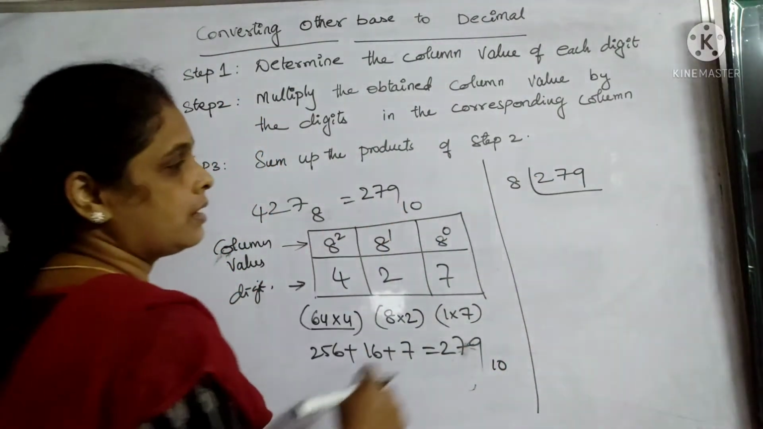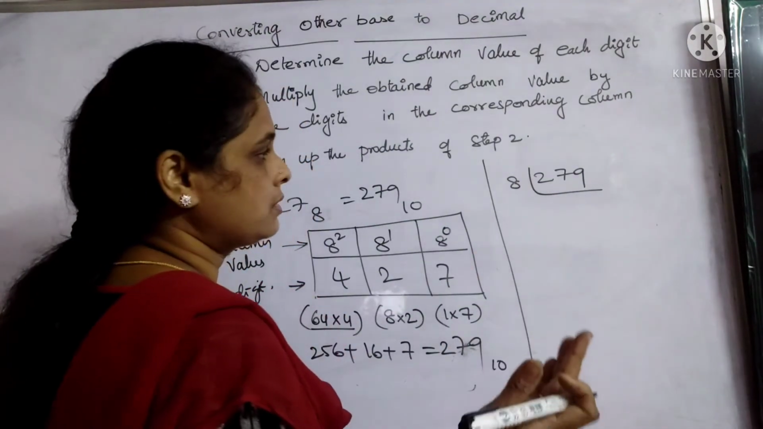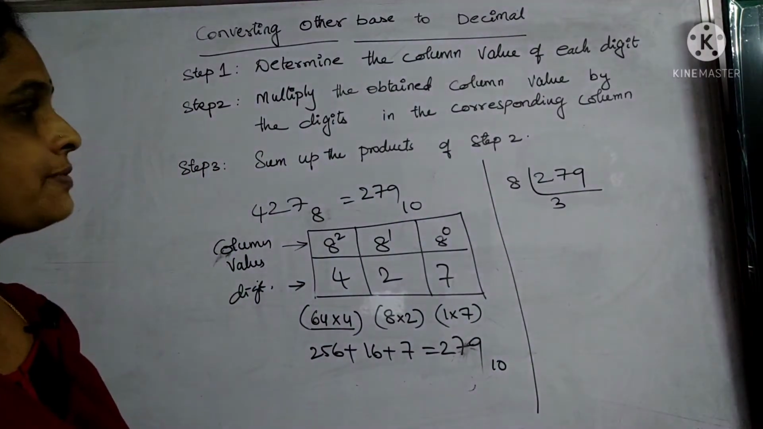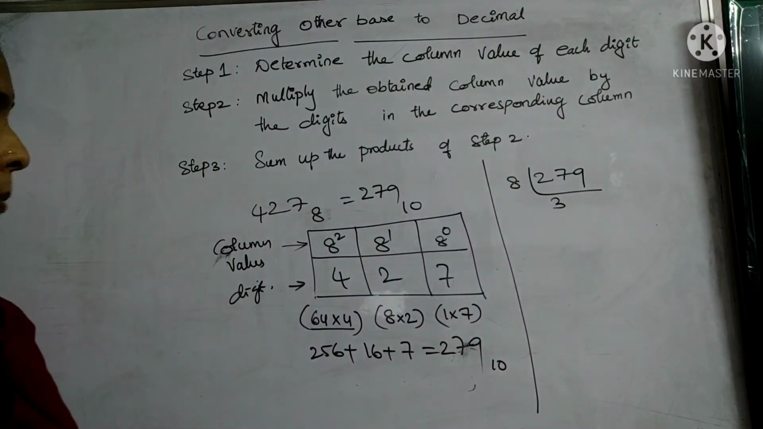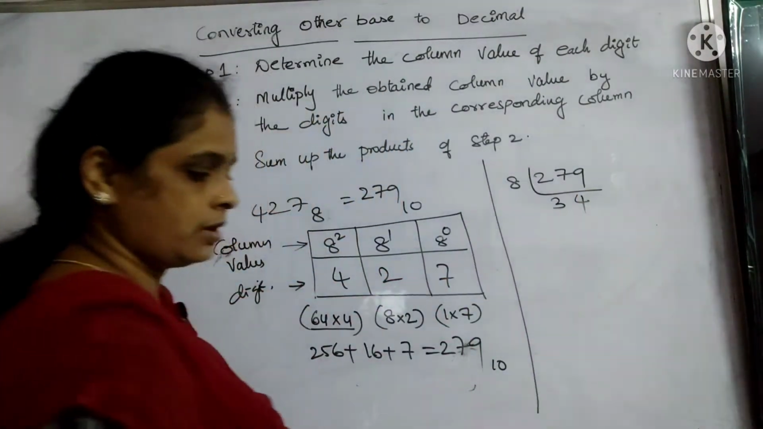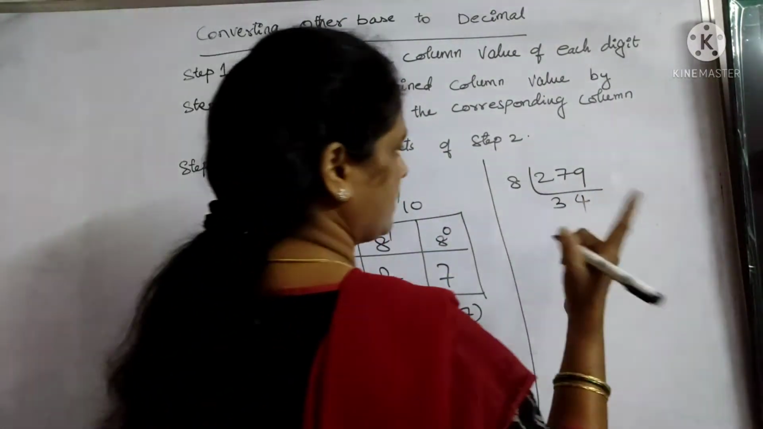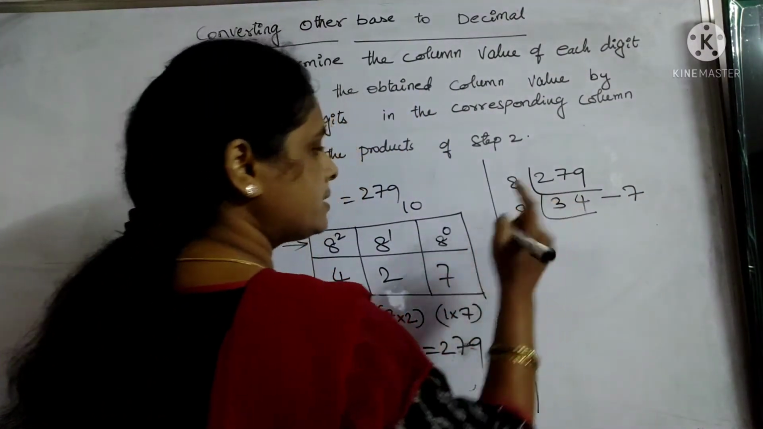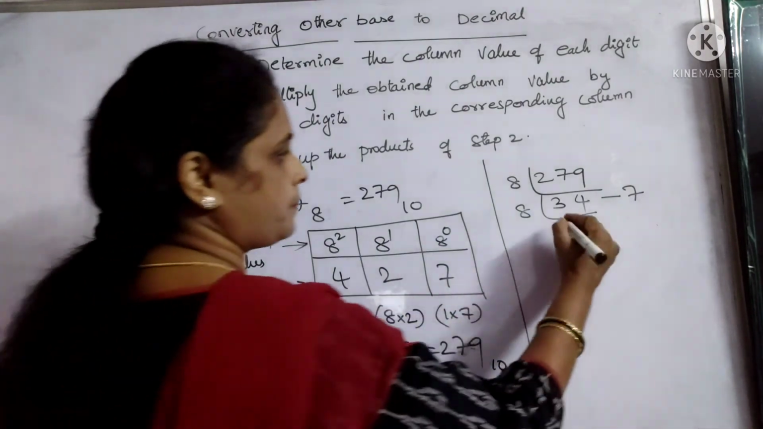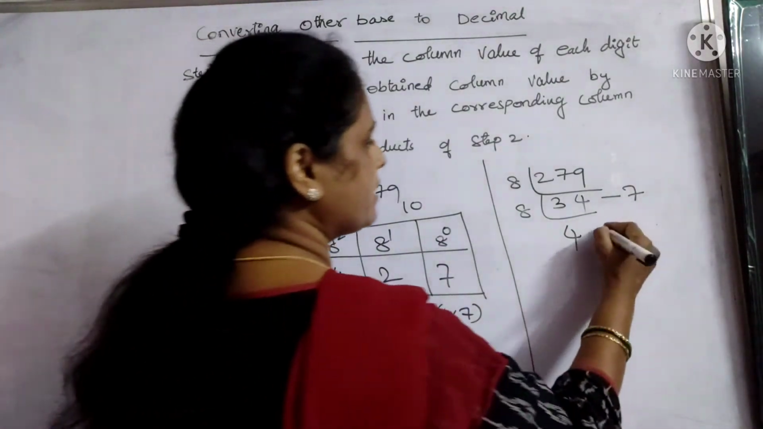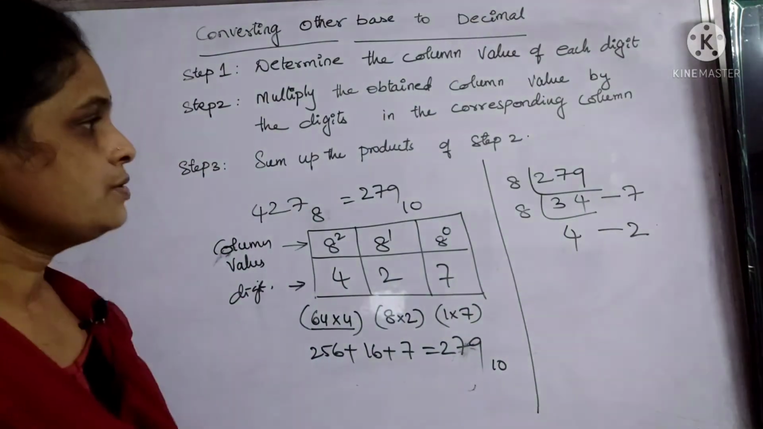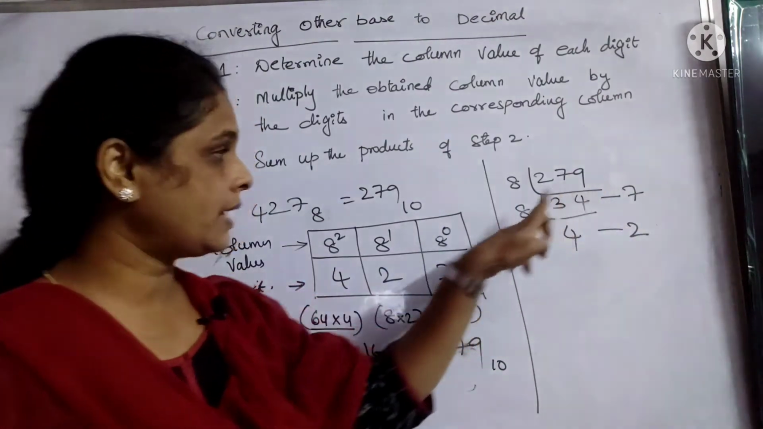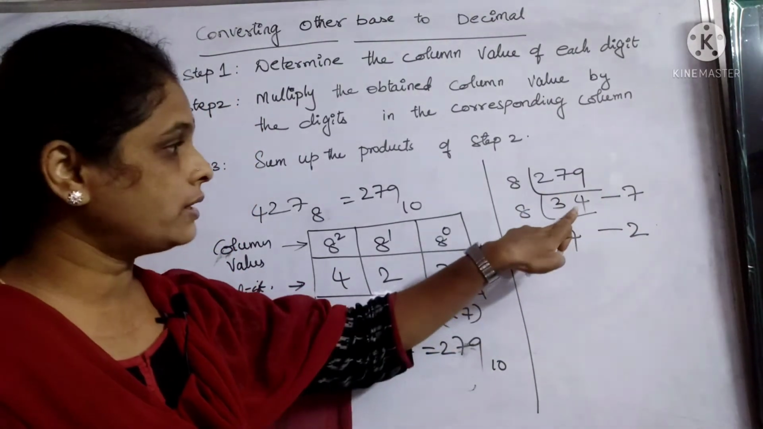Now 8, I need to get 27. So 8 threes are 24. How much is left? 3 is left. How much? 8 4s are 32. What is the balance we get? We get 32, so 7 is the remainder. Then 8 4s are 32. What is the remainder I get? 2. Okay. So 8 34s are, I got this one and I got a remainder of 7. Then 8 4s are 32. I got a remainder 2.